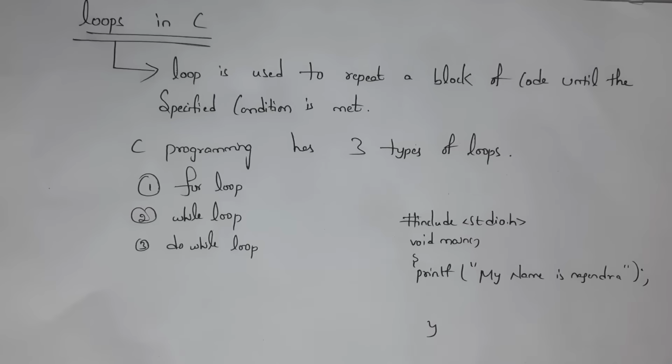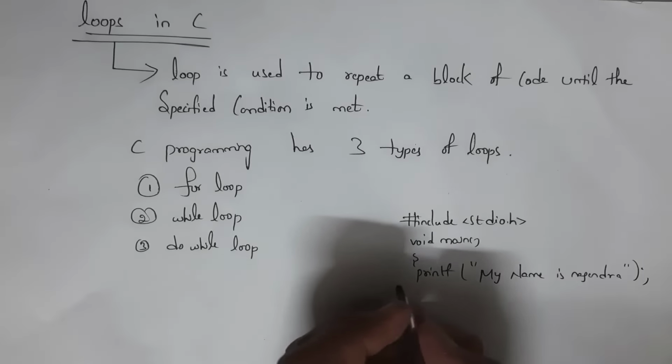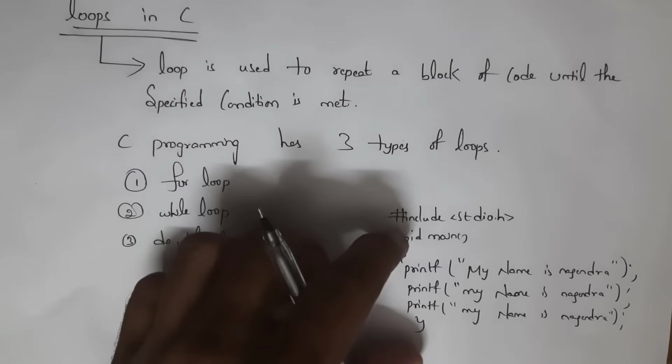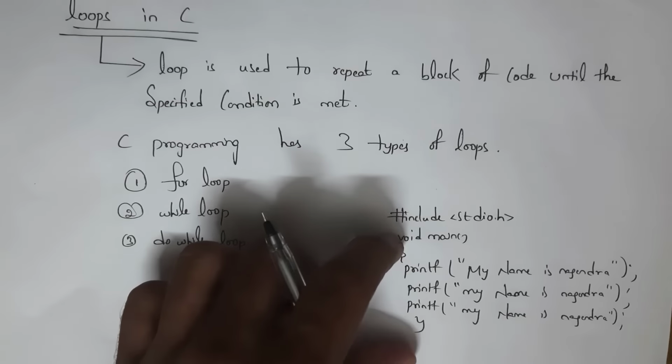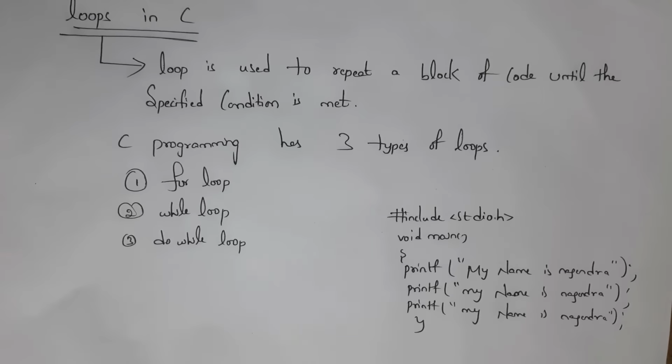For example, I want to get output as Nagendra 3 times. So I need to write printf 3 times. So I am writing here printf. By writing this program, I will get output my name is Nagendra 3 times. But if I want to write my name is Nagendra 100 times, I need to write printf 100 times, and inside the printf I need to write my name is Nagendra. But it is impossible to write 100 times.